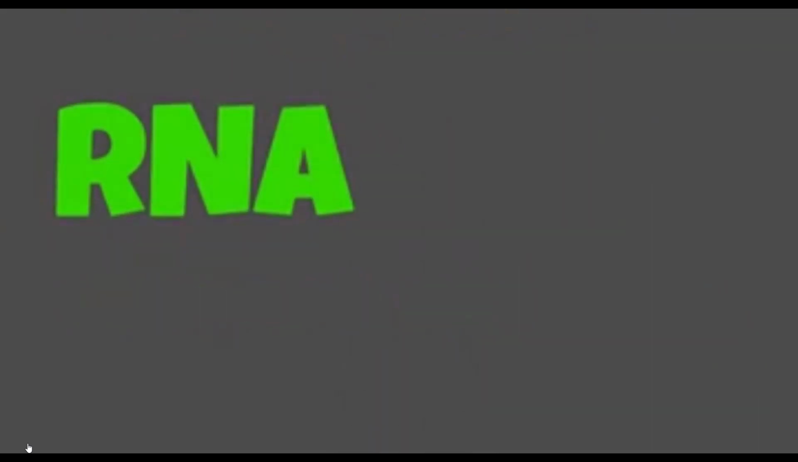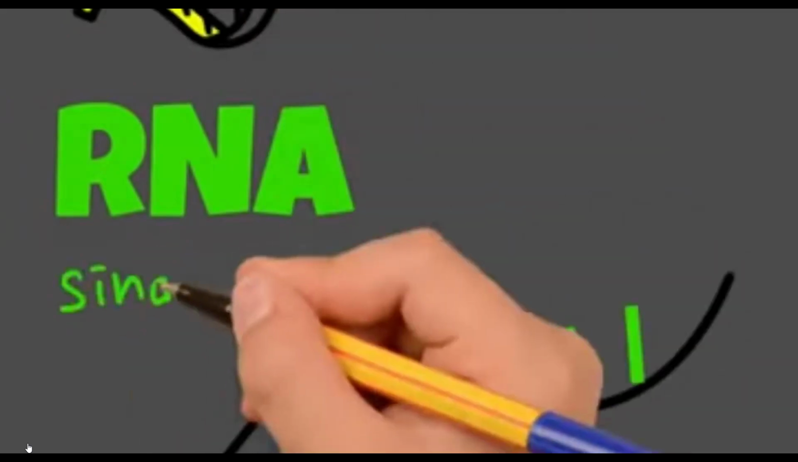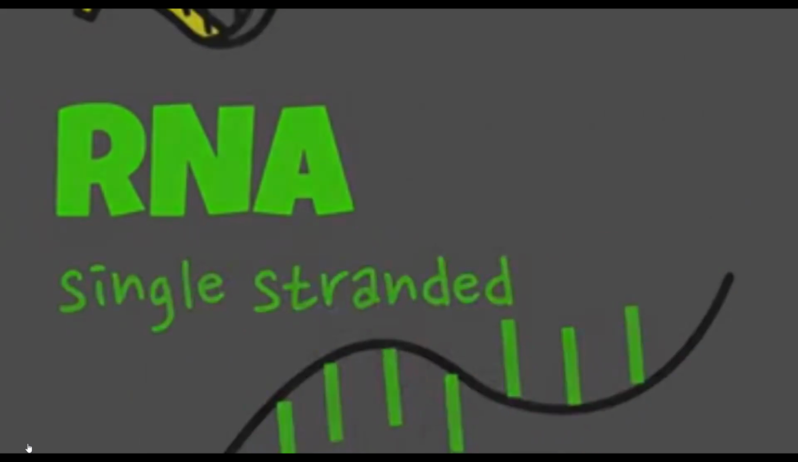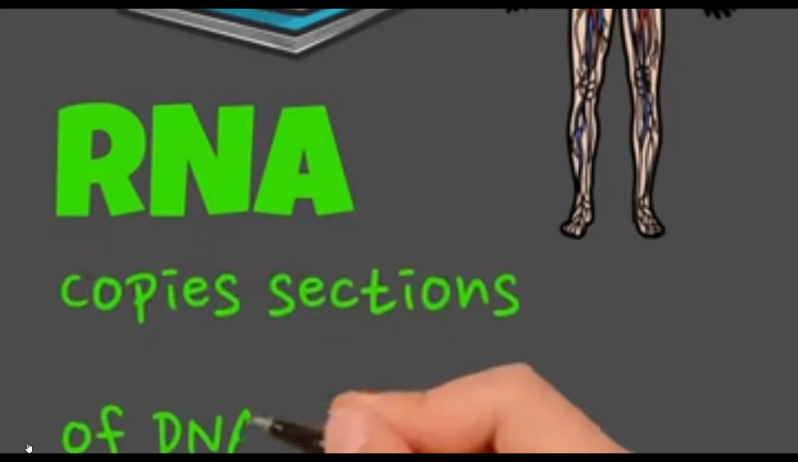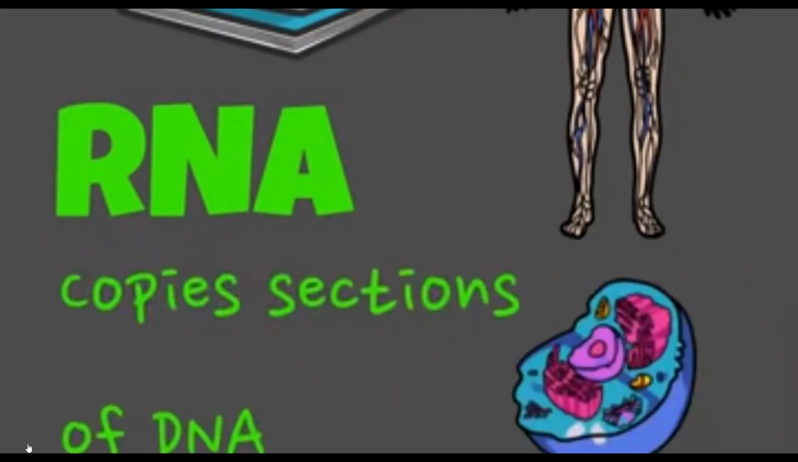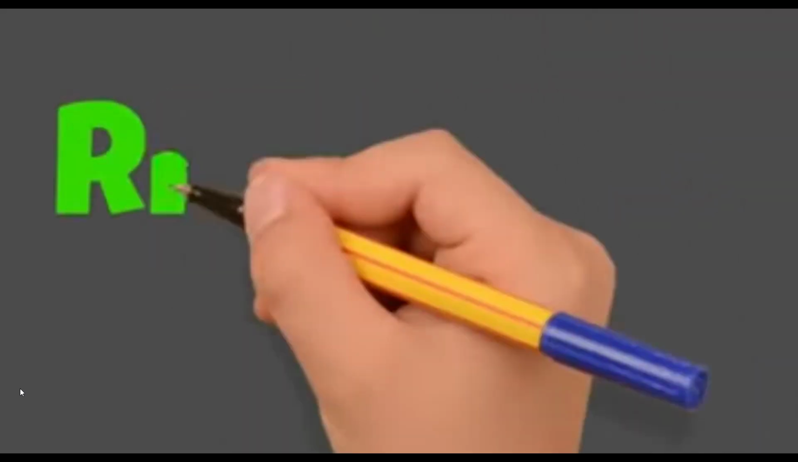What is the structural difference between RNA and DNA? DNA is double-stranded and RNA is single-stranded. What sugar is present in DNA? Deoxyribose. What sugar is present in RNA? Ribose. And where is DNA found in a cell? In the nucleus and mitochondria in eukaryotes. And where is RNA found in a cell? RNA is found in the nucleus and cytoplasm.